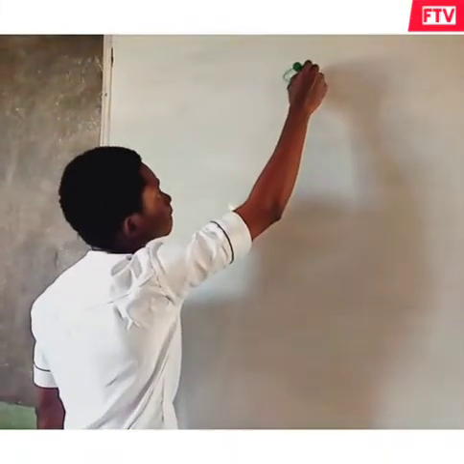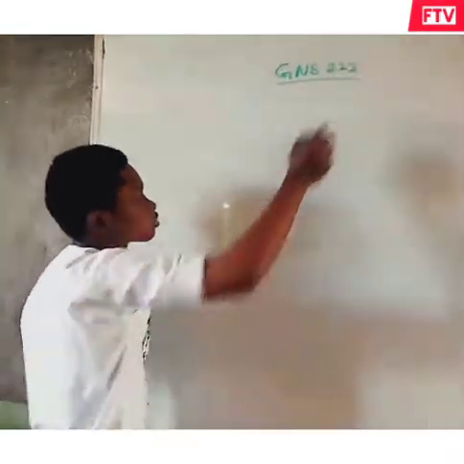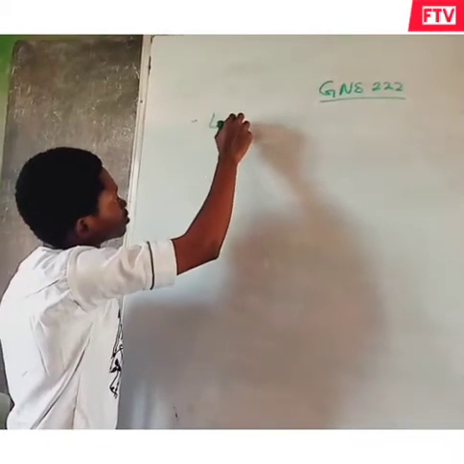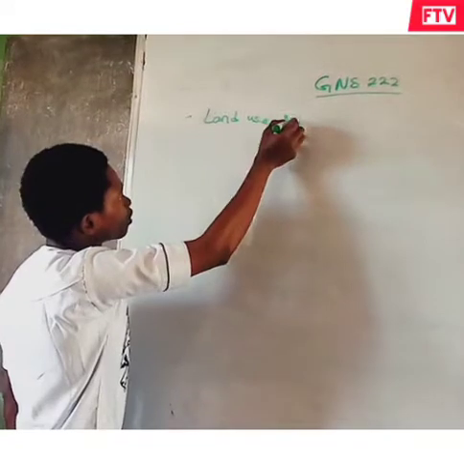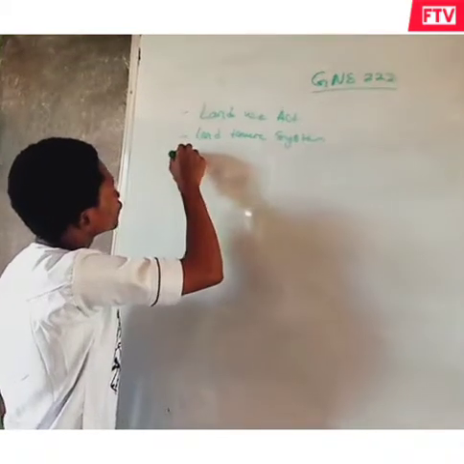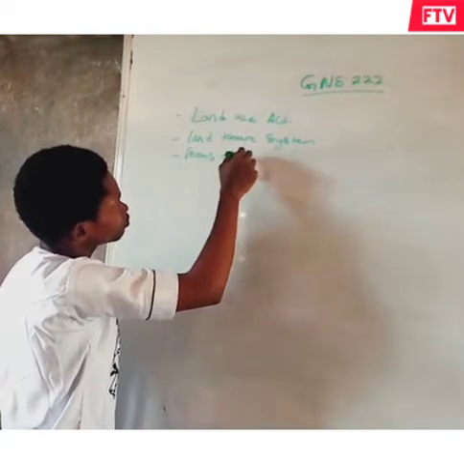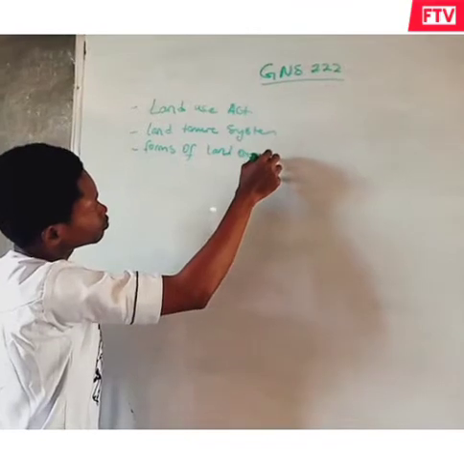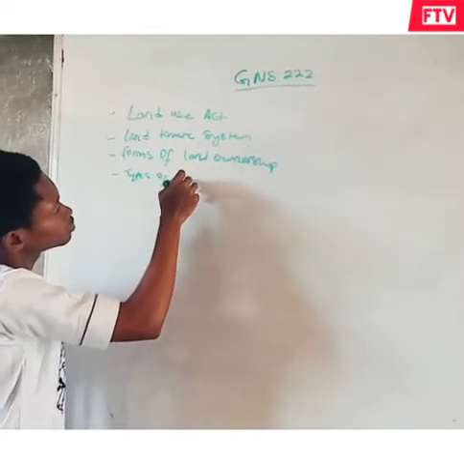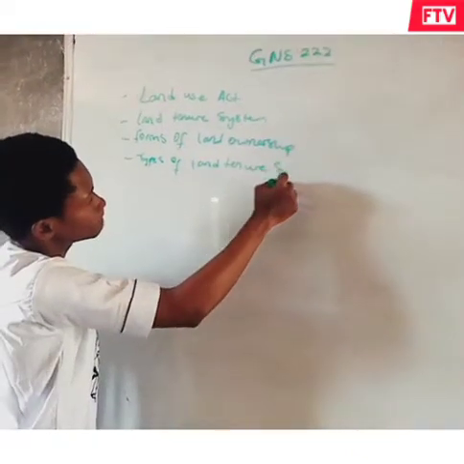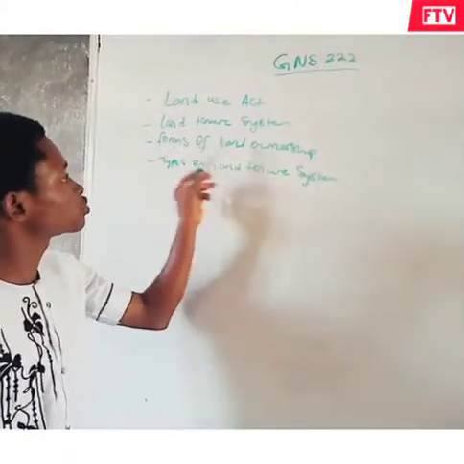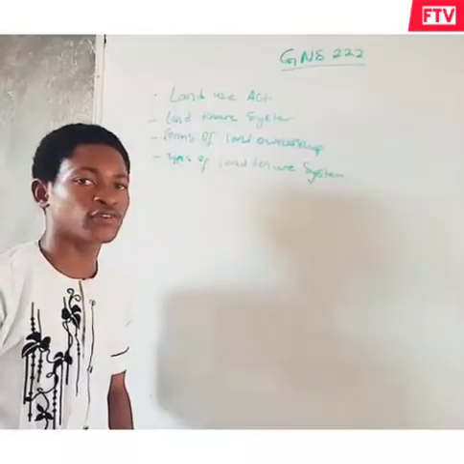GNS 222, Land Use and Agriculture. So today we have some outlines to cover. At the end of today, we should be able to know what the Land Use Act is all about, the land tenure system, forms of land ownership, and types of land tenure system. So we go to the first one, which is the Land Use Act.